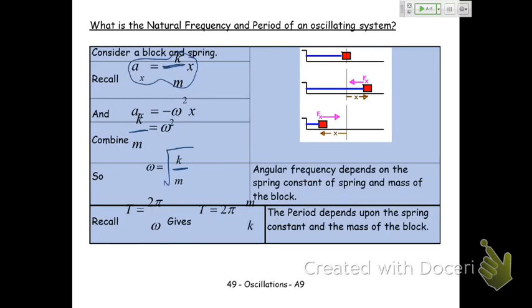Sorry about that, it's all kind of messed up. And then I said that T, the period, big T is the period, little t is the time. They're not the same thing. Big T is the period. Big T equals 2 pi over omega. So that means that T is equal to 2 pi times the square root of m over k.